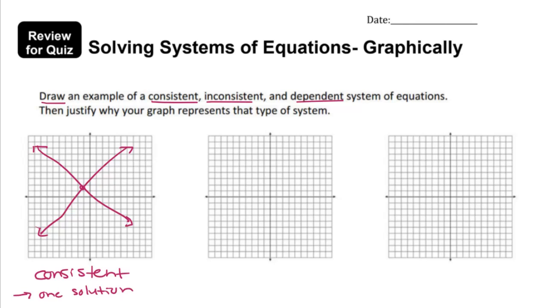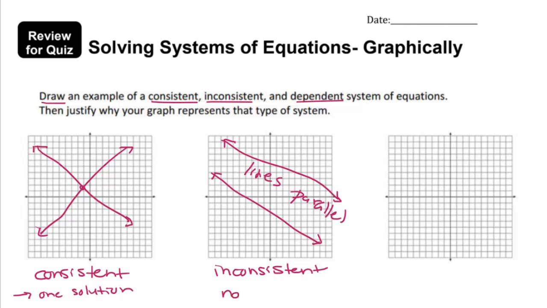Yesterday, if you remember on our lesson, we saw some that were inconsistent. Inconsistent means there's just no solution at all. These guys should look parallel. We're going to call that inconsistent. My lines are parallel, which means there's no solution.